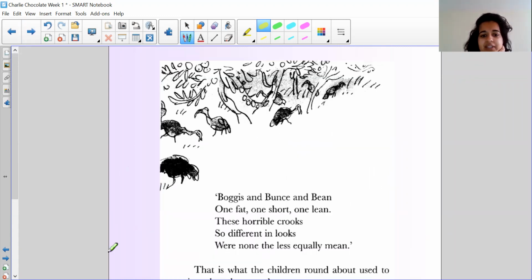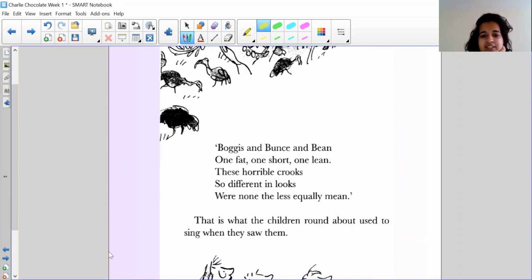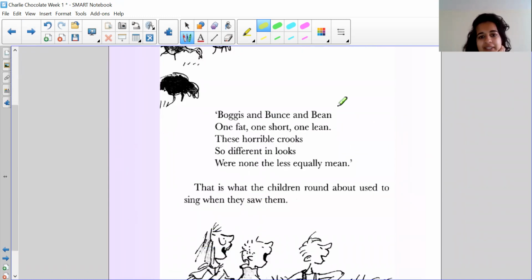Okay, so a little song that the children sing. Bogus and Bunce and Bean, one fat, one short, one lean. These horrible crooks, so different in looks, were nonetheless equally mean. That is what the children round about used to sing when they saw him.